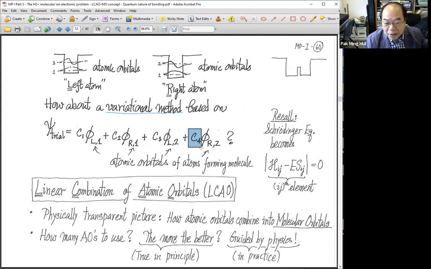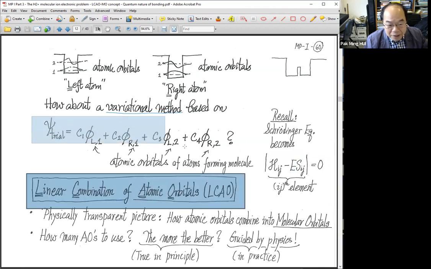Immediately in your mind should pop up a 4 by 4 matrix problem. The elements are of this form. You can set it up, then look for the eigenvalue, solve for the determinant equals 0. Then you will get 4 energies. The lowest one will be a very good guess at the ground state. That is what we meant by LCAO.